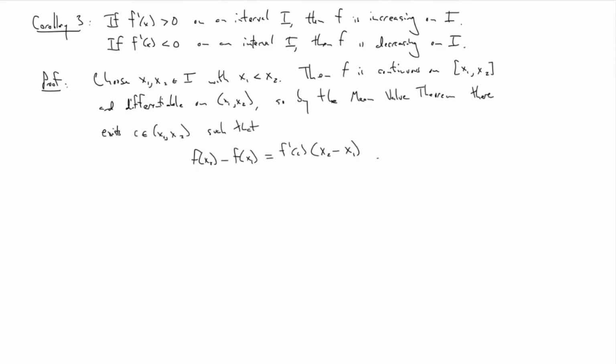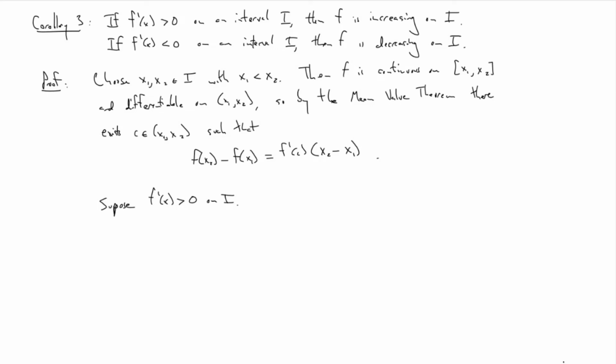And having set up the hypotheses of the mean value theorem, we now get to use the mean value theorem. It tells us that there exists some point c between x1 and x2, such that f of x2 minus f of x1 is equal to the derivative at c times x2 minus x1. Okay, let's see if we can prove the first statement of this corollary. So we'll assume that the derivative is positive on the entire interval.